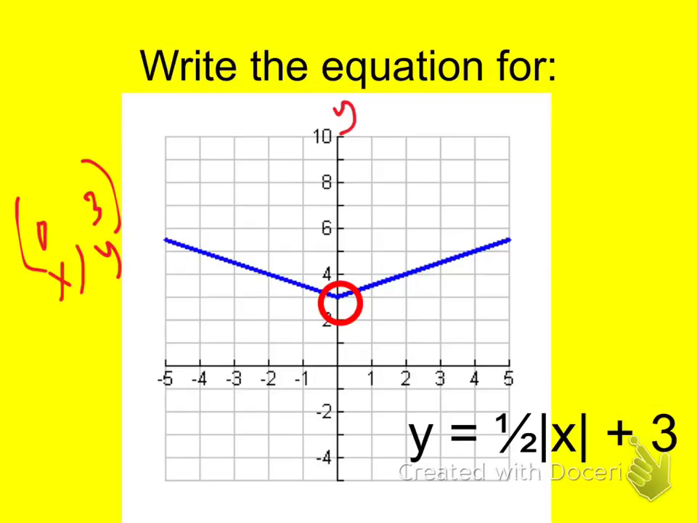There's our vertex. And you probably didn't do all that math I showed you. Just rose up 1 and ran 2.